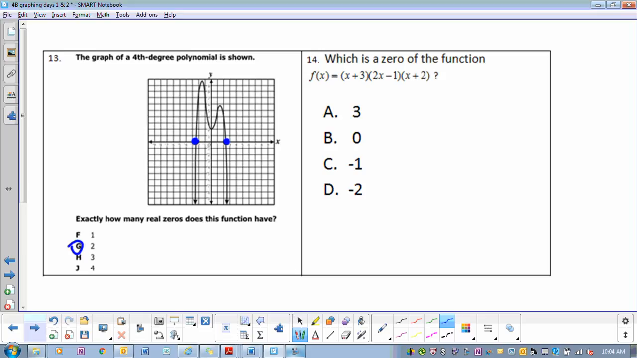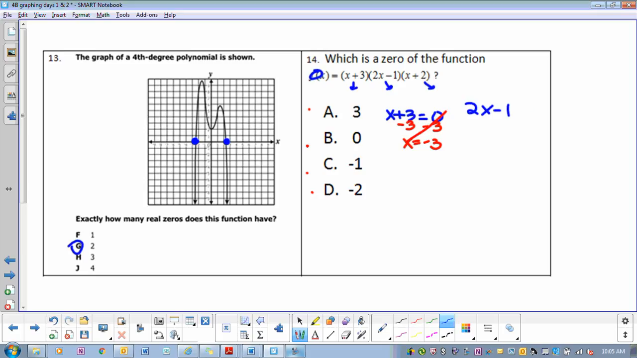Well, if they give you f of x and it's written all in factored form, how do you find the zeros? Make this whole thing equal to 0, and then you're basically just doing mini equations for zeros. Okay? So you have x plus 3 equals 0, which is what? When you solve for x, what do you get? X equals what? X equals -3. All right. On to the next one then.